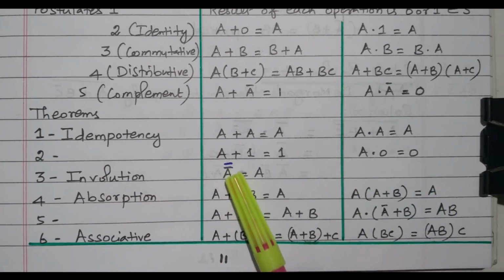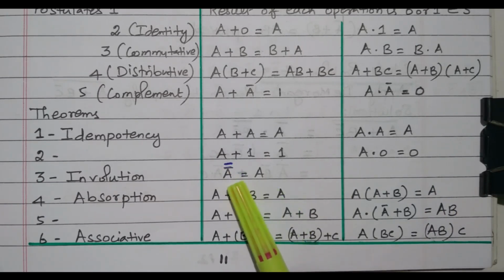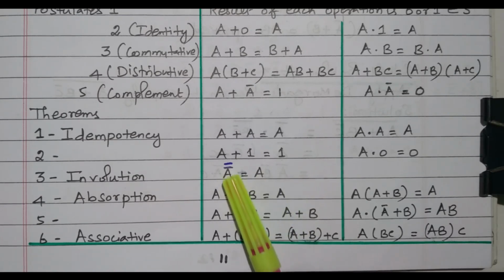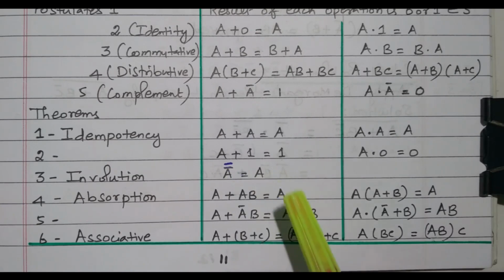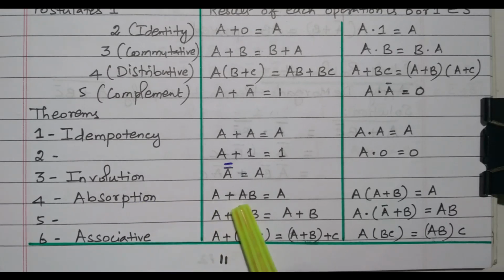Then A double bar. Taking the double bar gives the original value. A bar, taking the bar again, gives the normal value A. So the double complement returns the original value. Then the absorption theorem. A plus AB equals A. A into (A plus B) equals A. The proof of this theorem is available in a separate video; here only the main points are given. So A plus AB equals A into (A plus B), which also equals A.